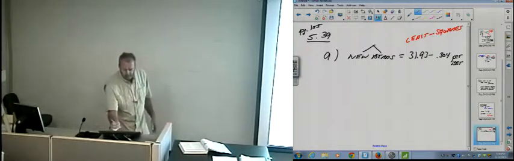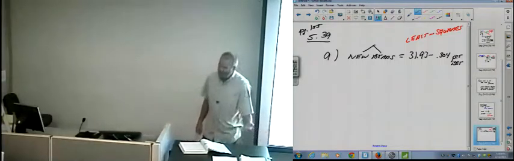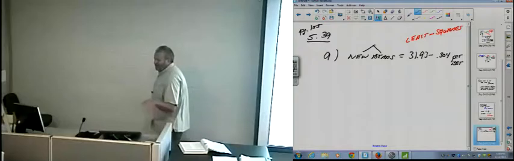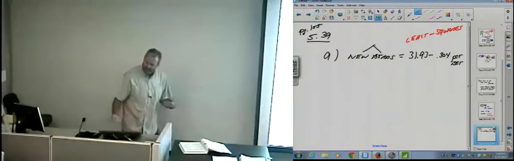Okay? That's what Part A asked me to do. It asked me to find a scatter plot, put the line on there, and find the equation of the least squares regression line, and I did all that. One more time.